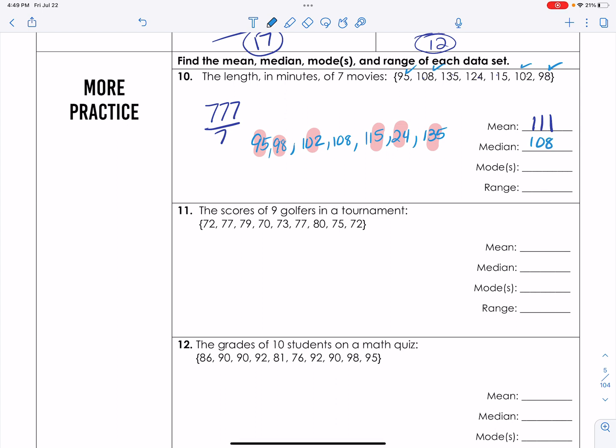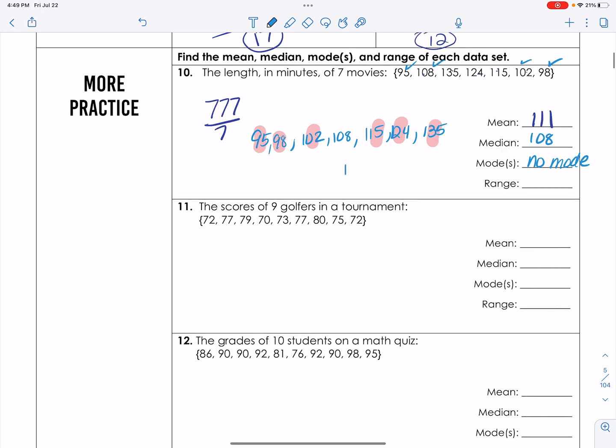None of them repeat. You can kind of see that better when they're written in order, no mode. And once you get them in order, it's also easier to find the range because you subtract and you get 40.